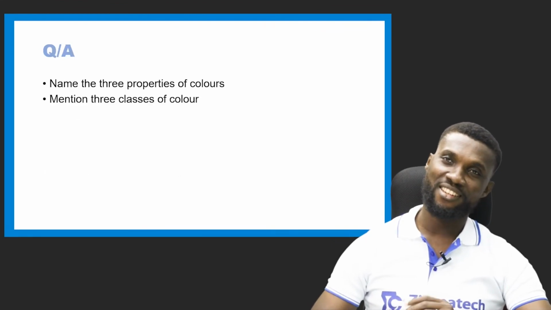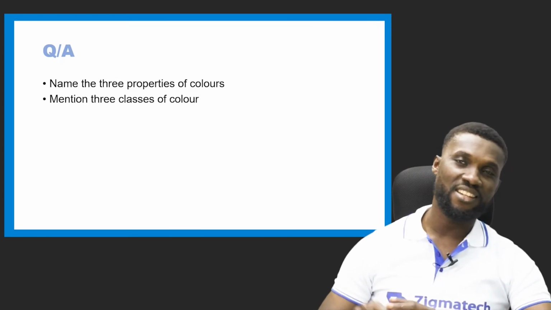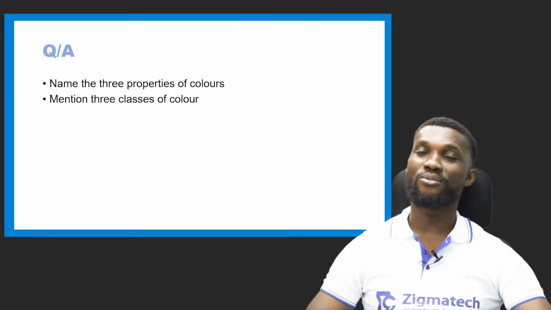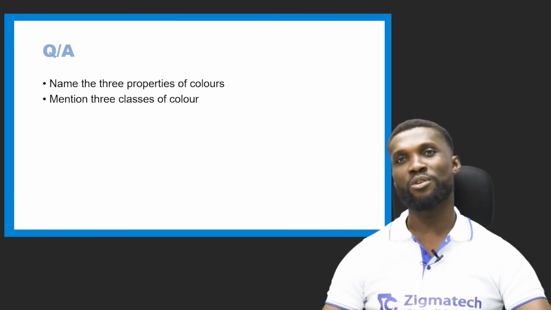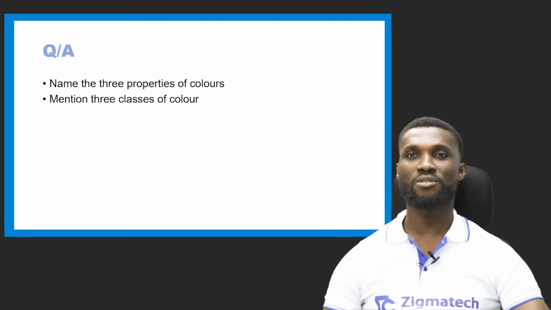Yes, did I hear you say hue? Yes, chroma or intensity, and then value. Now, these are the 3 major properties of color. Thank you so very much. And then now let's go over to the exam guide where we'll try our hands at some of those questions.